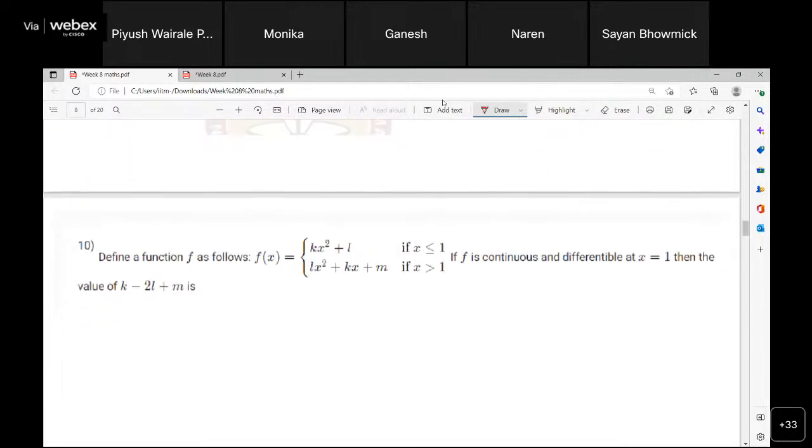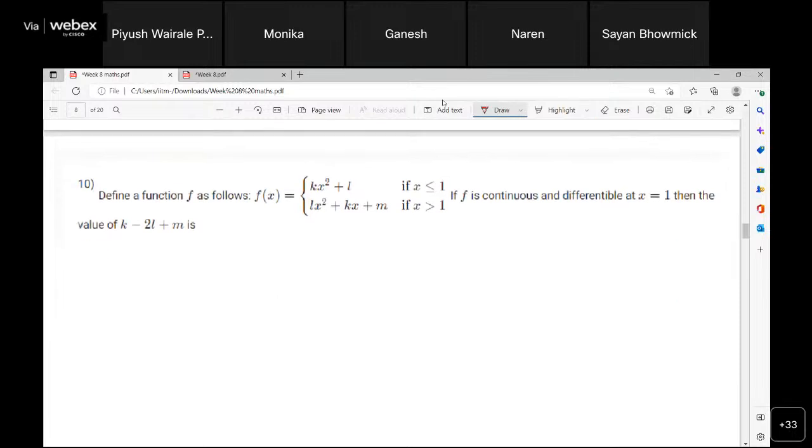This is one activity question. Now try to solve. Sir, I have a doubt: what is the difference between the derivative and differentiable? Differentiable means the derivative exists. The function is differentiable means the derivative exists at that particular point. We can find out whether the function is differentiable at that point or not.